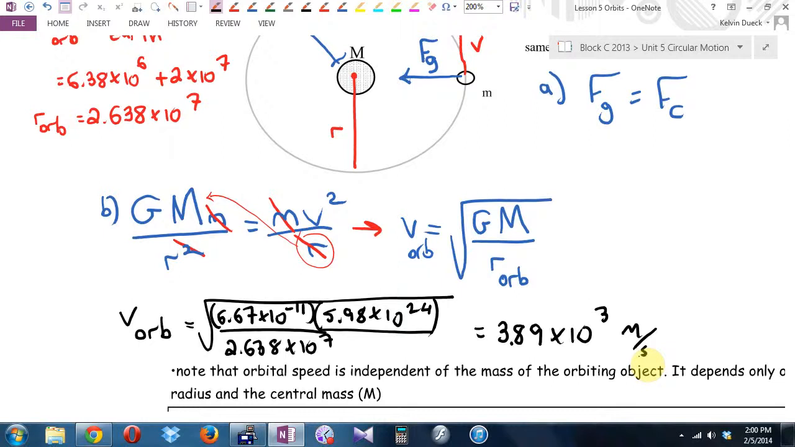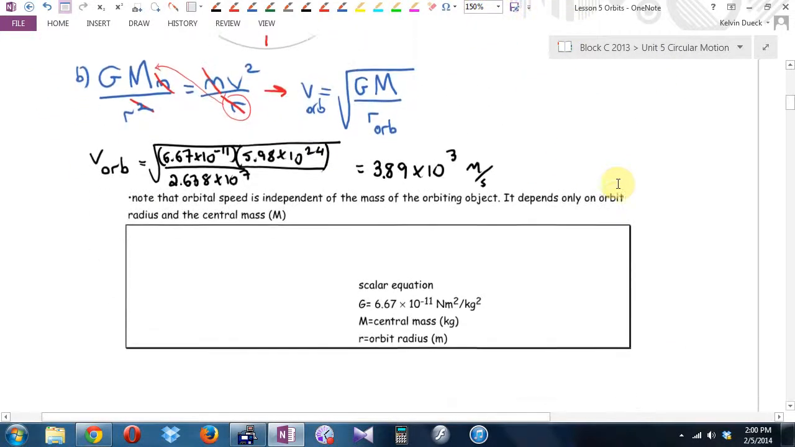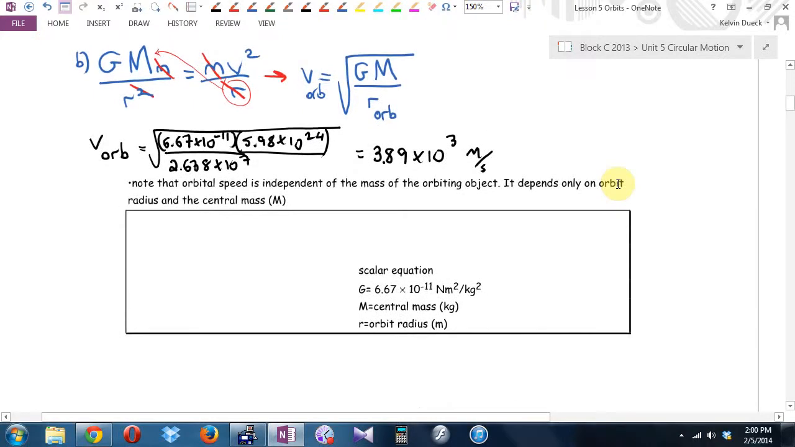You'd need magic physics. But here's what I want you to notice, which is kind of cool. Orbital speed is independent of the mass of the orbiting object. It depends only on the radius and the mass of the planet. Now, I'm going to write the equation here, but we're not going to memorize it. So the equation that we derived was this.